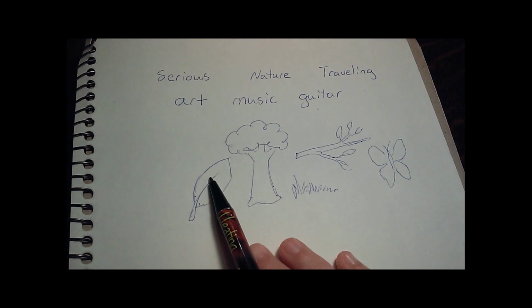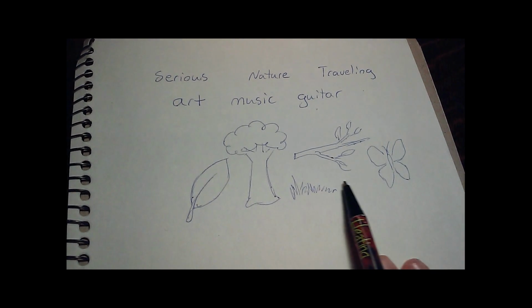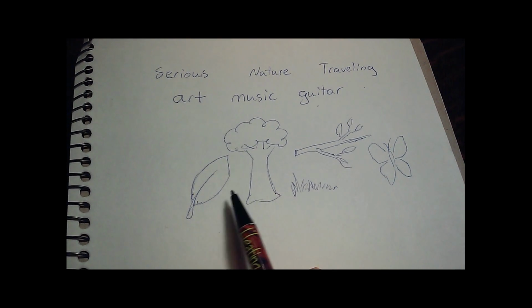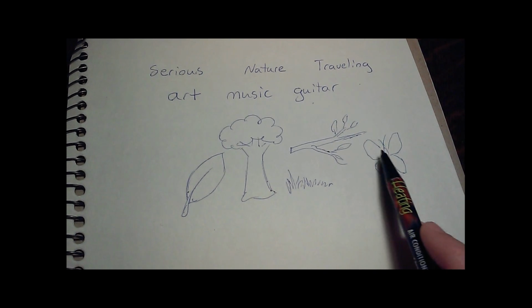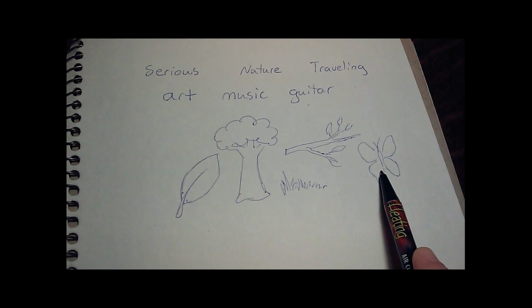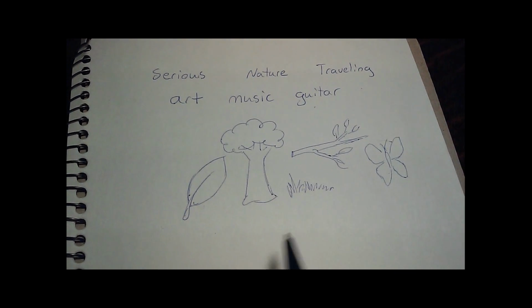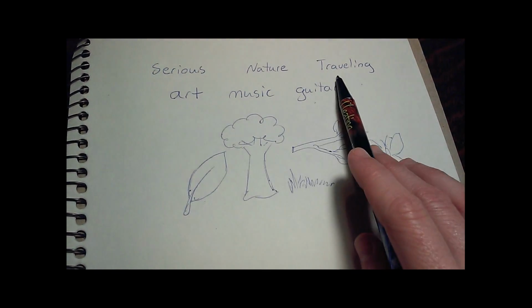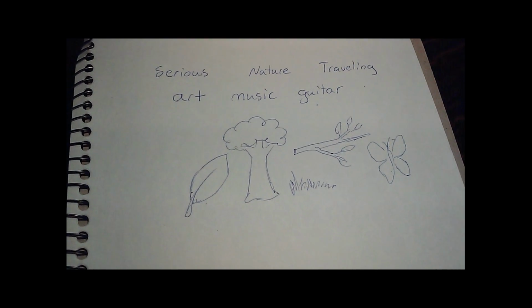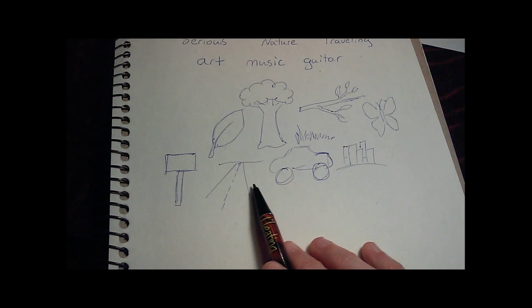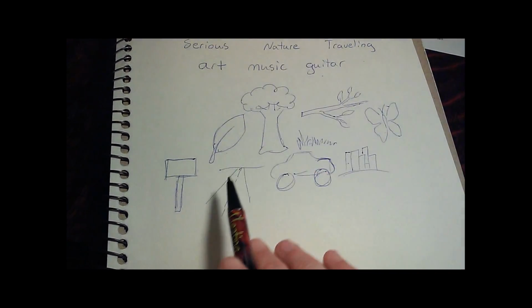Okay, so I have sketched out a few of these images for nature. I have a leaf, a tree, some grass, a branch with some leaves, and a butterfly. So I could use some of these, but let's go ahead and sketch out some more things. Traveling. Okay, yeah, we can sketch out a few things for traveling. Let's do that now. Okay, here are a few images that I equated with traveling.